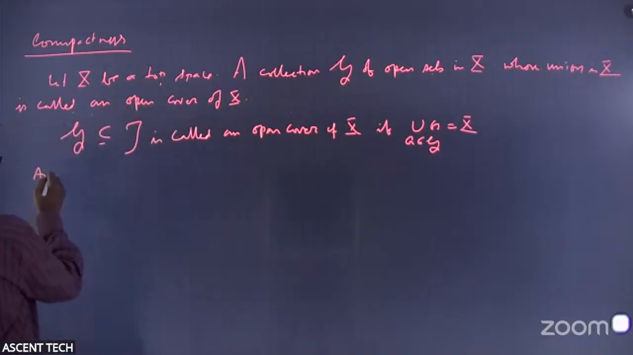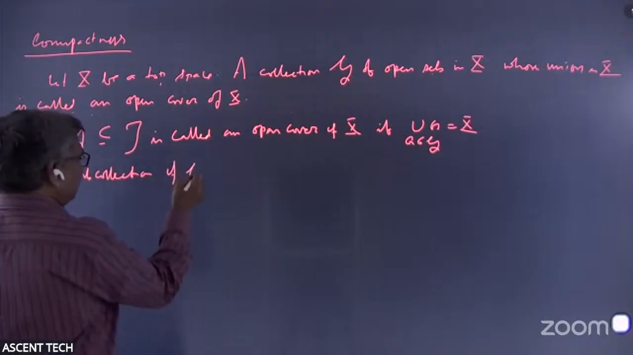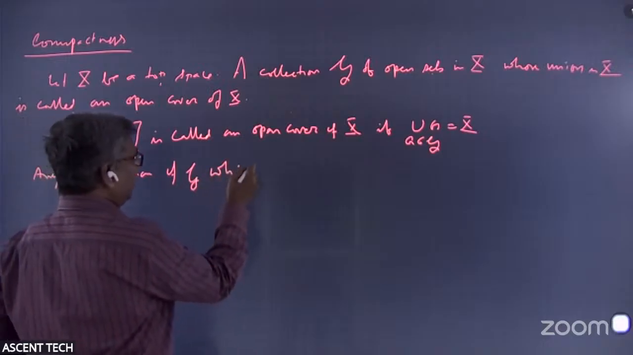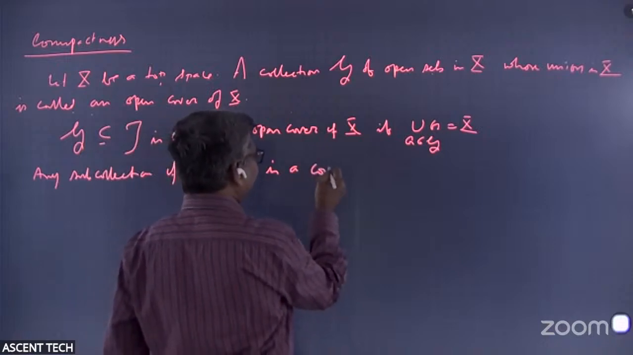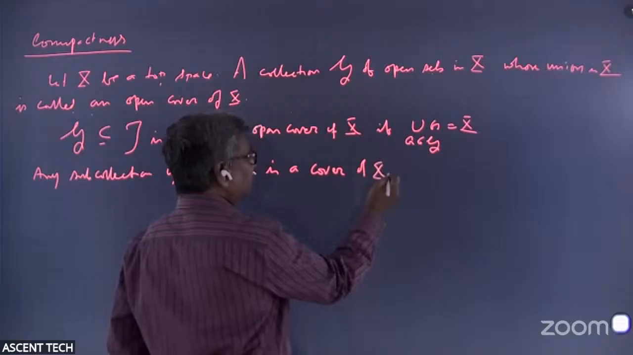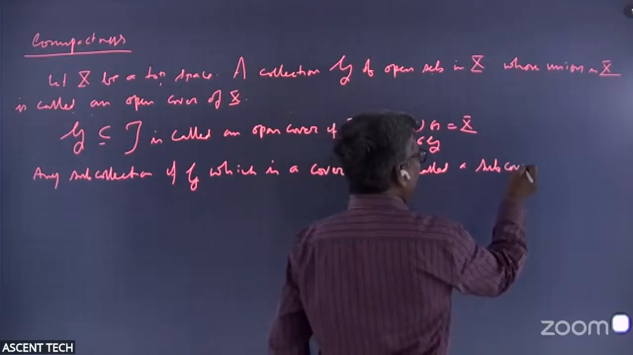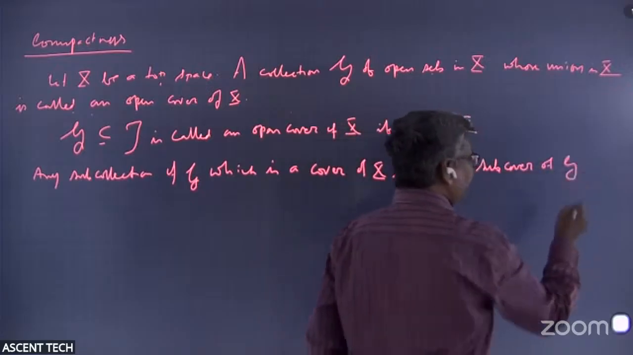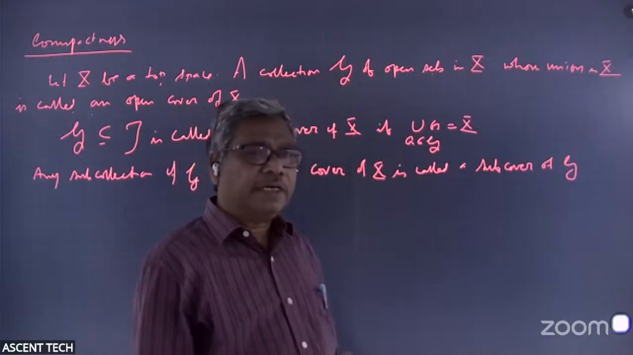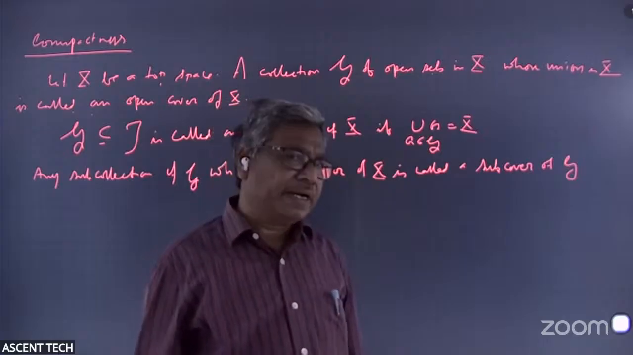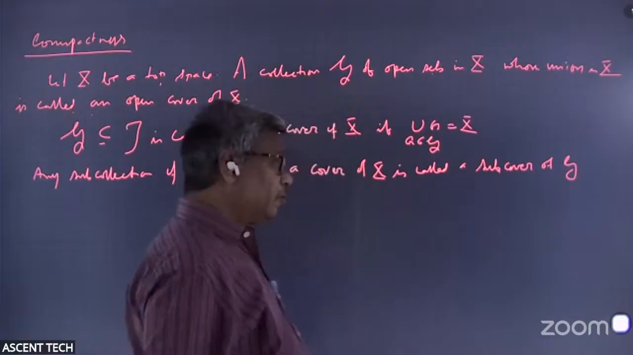Any subcollection of G which is a cover of X is called a subcover of G. G is a cover, and a subcollection of that also covers X, so that's called a subcover. Basically, compactness is that every open cover of X admits a finite subcover. Then I say the topological space is compact.